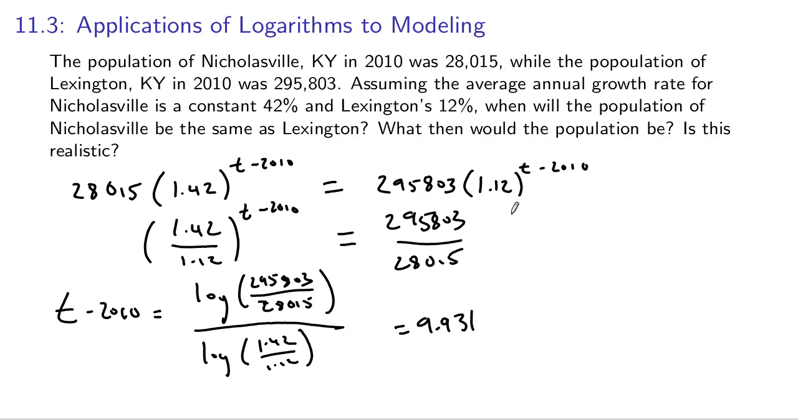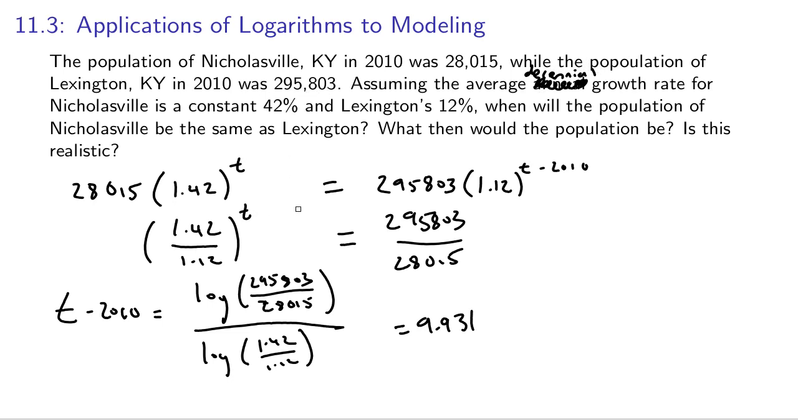This is not annual. This is what threw us off. This is not an annual growth rate. This is the, sorry, that's the wrong word, that's a made-up word. Decennial growth rate. So that means every 10 years, so that this t is in tens of years since 2010.